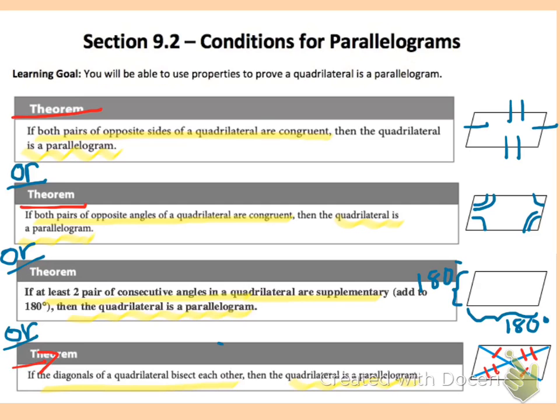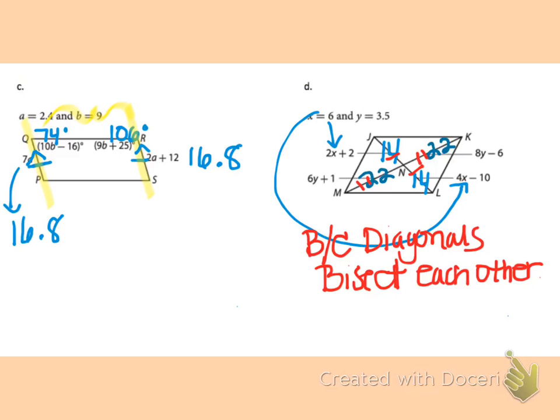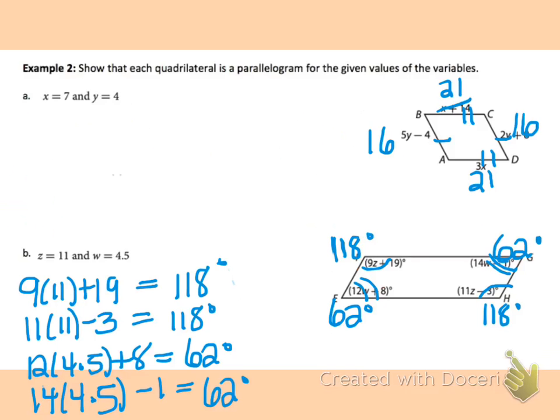Again, there were some instances where we had a pair of consecutive angles that were supplementary. In fact, here in B, we could have not used the opposite angles being congruent, but we could have used the consecutive angles adding up to 180 here, right? So we could have used either part of the theorem on this one.